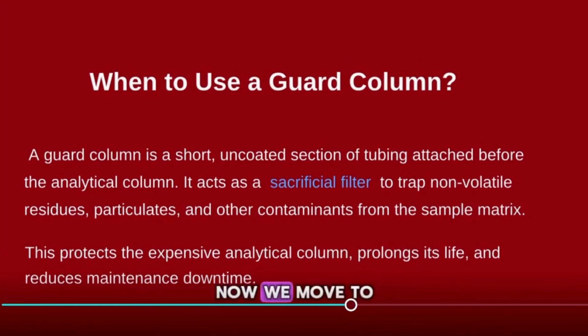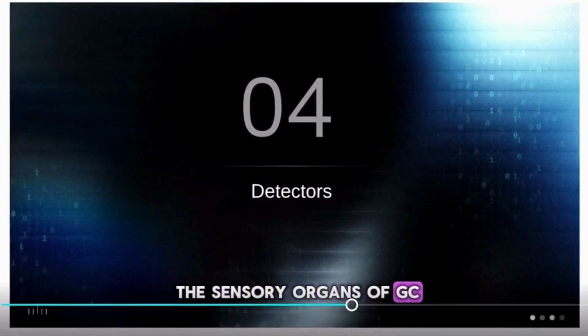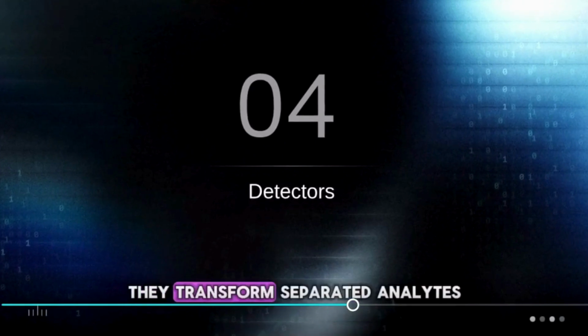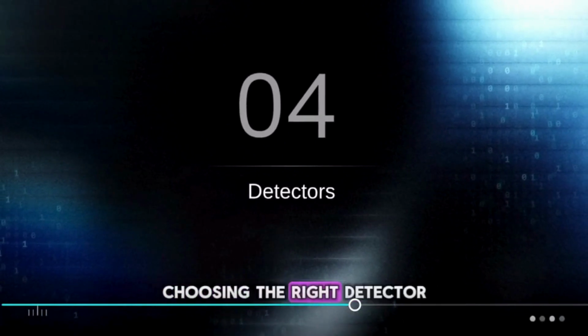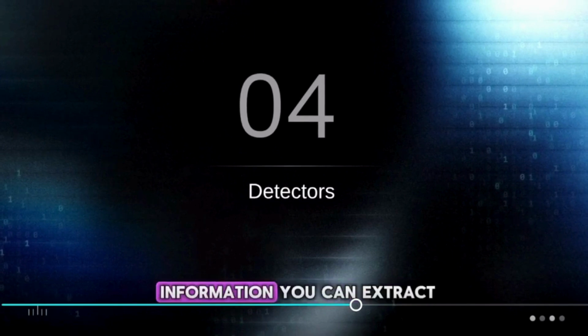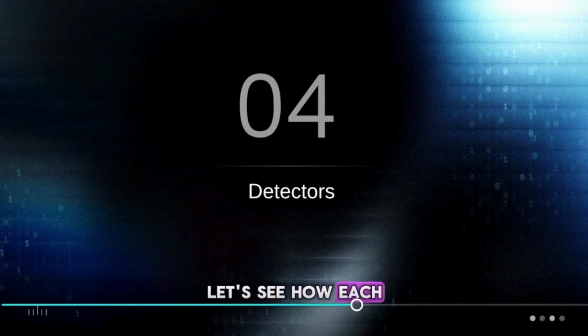Detectors. Now we move to the sensory organs of GC, the detectors. They transform separated analytes into measurable signals. Choosing the right detector defines what kind of information you can extract. Let's see how each detector type brings something unique to the table.